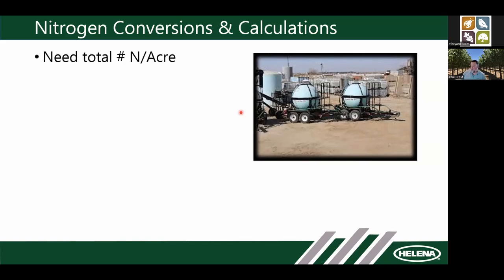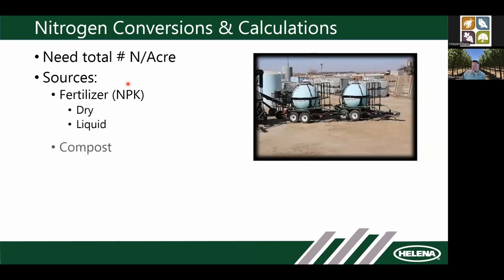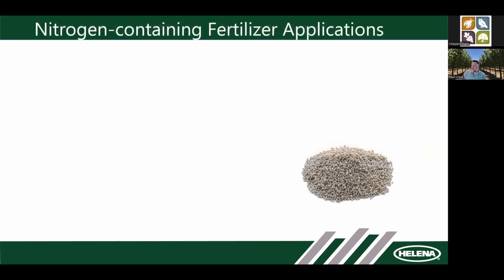So what do we need for this report? Well, we need the total pounds of N per acre. So pounds of nitrogen applied per acre. What are these sources? Your fertilizer. So NPK, we'll talk about that. Nitrogen, phosphorus, potassium. We're interested in this first number. Now, fertilizers can be dry. They can be liquids. And then you have compost, which is also a source of nitrogen. And then you have your irrigation water.